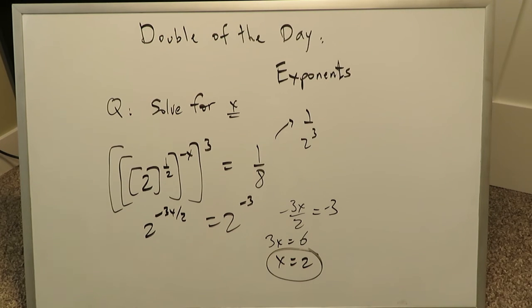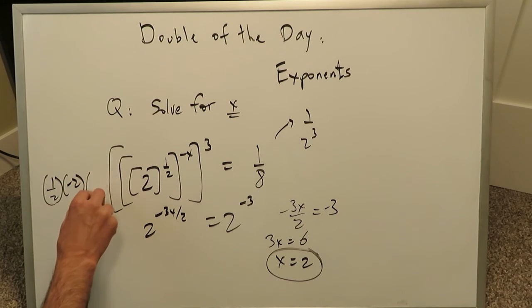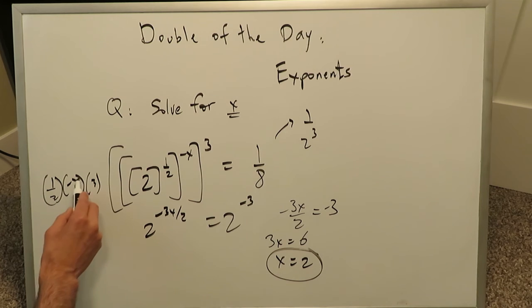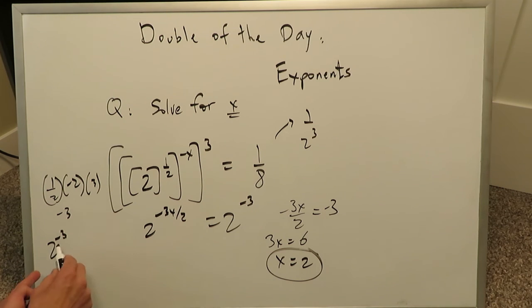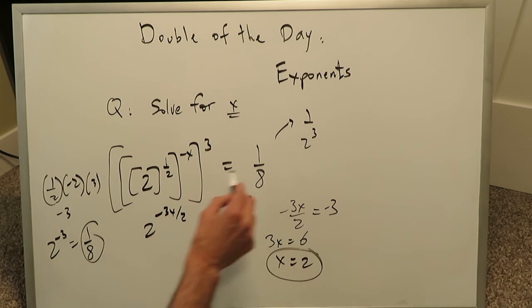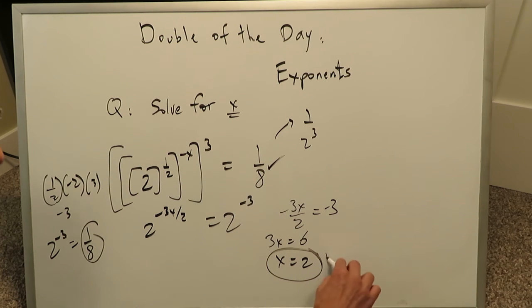What you would want to do now is take this 2 and plug it right over here. You'd have 1 over 2 times minus x, which is a minus 2, times a 3, and you see the 2's cancel out, you have a minus 3. You're essentially looking at 2 to the minus 3. This is me just checking our work. 2 to the power of minus 3 is equal to 1 over 8, and that is what I'm seeing right here. So this answer is good.